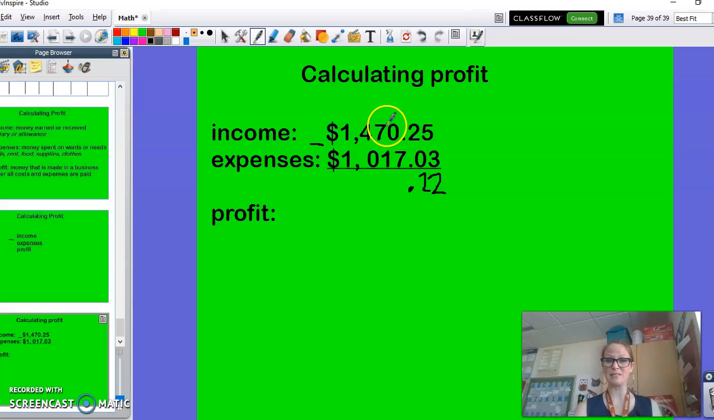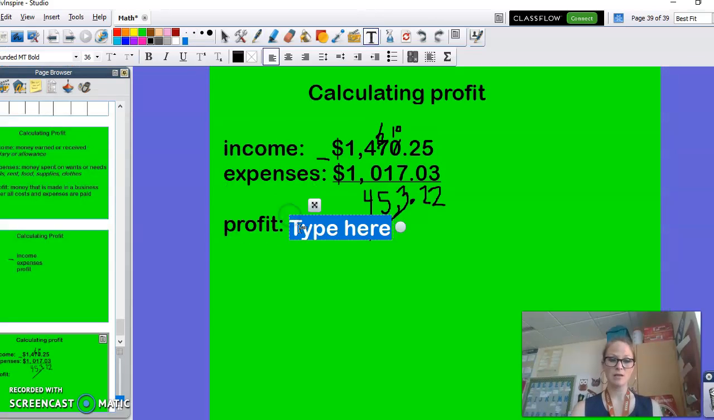I can't do that, so I need to go over to my tens and borrow. So this 7 is going to become a 6. This 0 becomes a 10. Now I can do 10 minus 7, which is 3. So I have 3 in my ones place. I have 6 minus 1, which is 5. 4 minus 0 is 4. And then I have 1,000 minus 1,000, which is 0. So I don't need to put anything there. So my profit, which I can put down here, is $453.22. I'm just subtracting my expenses from my income.